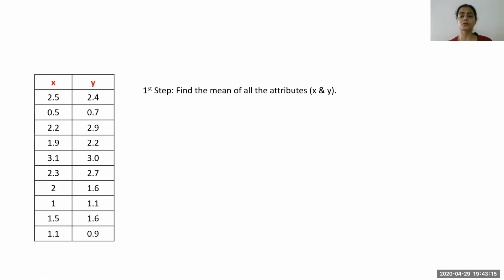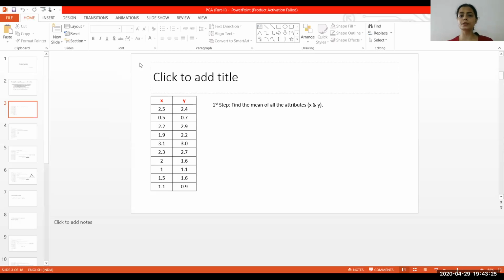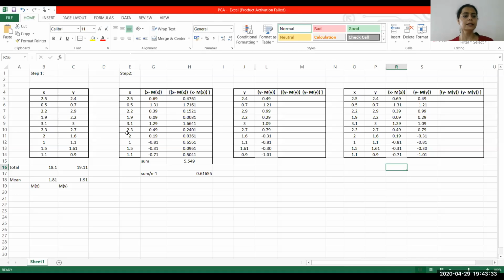The first step is to find the mean of all the attributes, X and Y. It's a simple process. You can always do it using Excel first, then you can build a Python program for that. Here we have the values of X and Y, and we have found the total of X, the total of Y, divided by the number of tuples. So mx is the mean of X and my is the mean of Y.